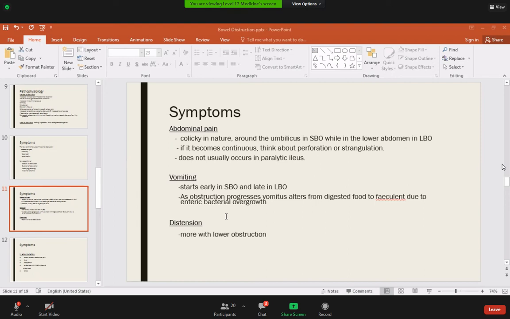Now, vomiting starts early in small bowel obstruction and very early in high small bowel obstruction. But in large bowel obstruction it is usually late. And as obstruction progresses, the vomitus alters from digested food to feculent due to bacterial growth. Distension is more in lower gut obstruction, or large bowel obstruction.